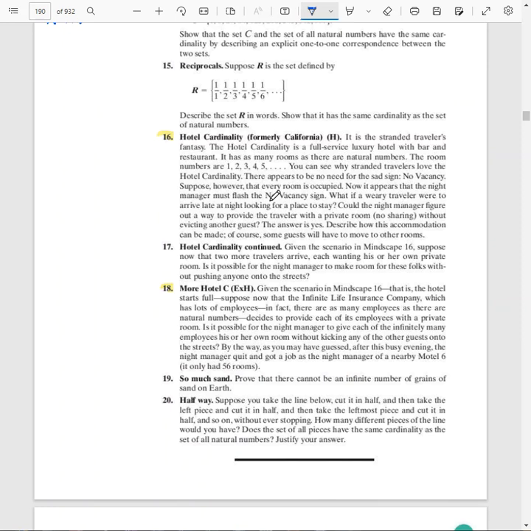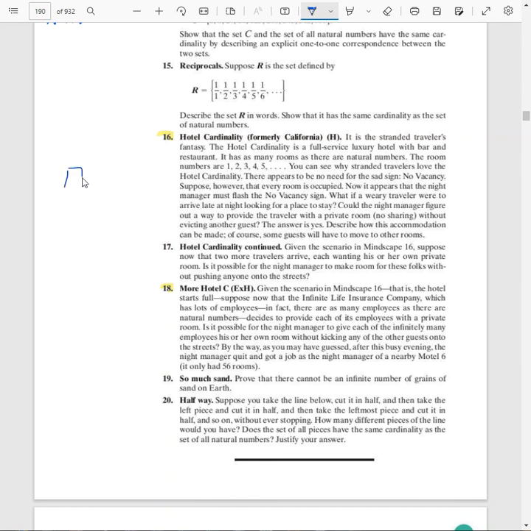Hotel cardinality. It is the stranded traveler's fantasy. The hotel cardinality is a full-service luxury hotel with bar and restaurant. It has as many rooms as there are natural numbers. The room numbers start at 1 and go on. You can see why stranded travelers love the hotel cardinality. There appears to be no need for the sad sign, no vacancy. Suppose, however, that every room is occupied. Now it appears that the night manager must flash the no vacancy sign. But you show up. What the heck?